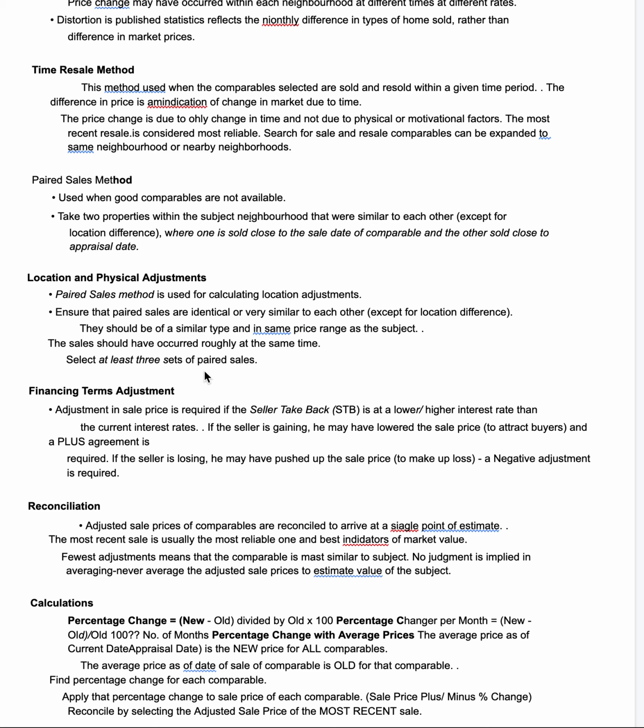Ensure that the paired sales are identical to one another except for the same difference in location that you observe between the comparable and the subject. They should also be of similar type and the same price range as the subject. For example, if the subject is a detached single family home worth $200,000, the paired sales should not be attached duplexes at $350,000 to $400,000. As a rule of thumb, try to select three sets of paired sales in order to be more certain of the results.